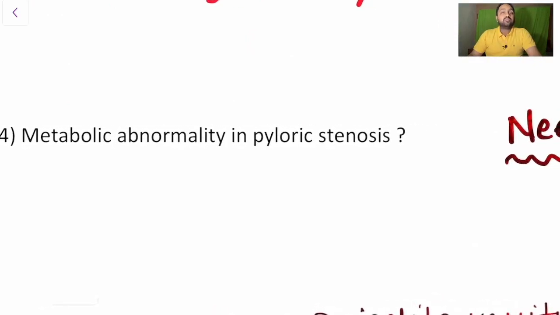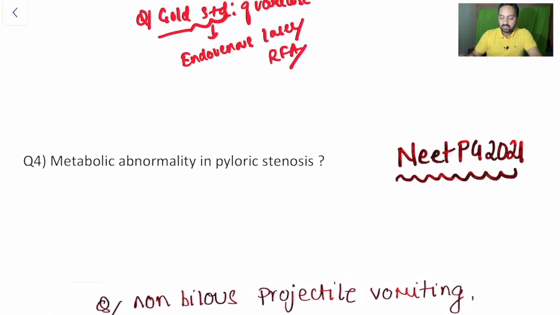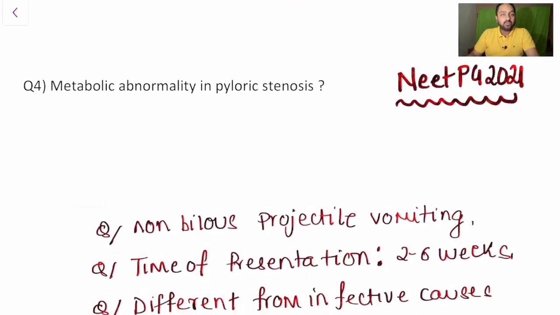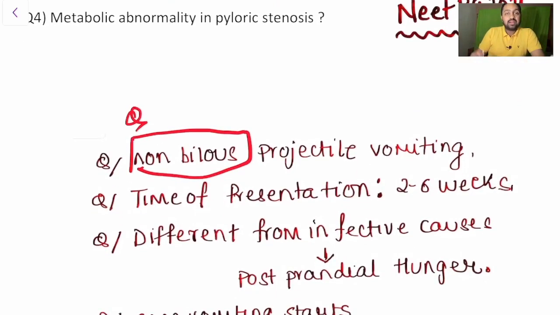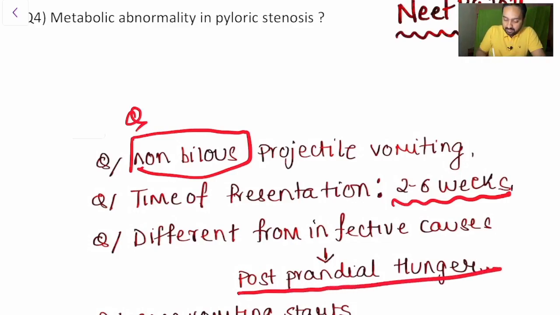So what is the metabolic abnormality in pyloric stenosis has been asked in NEET PG 2021. It is a very commonly repeated topic. So let's discuss a few important points. The vomiting is your non-bilious type of vomiting. Time of presentation is around 2 to 6 weeks. It is different from the infective causes as it causes your postprandial hunger.